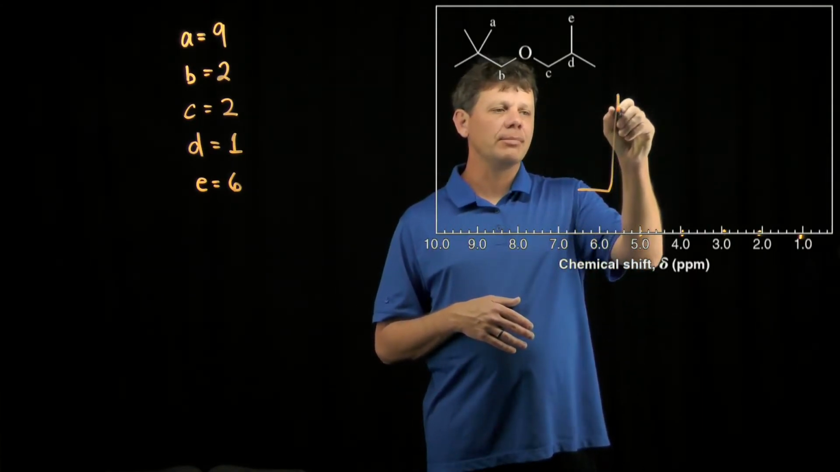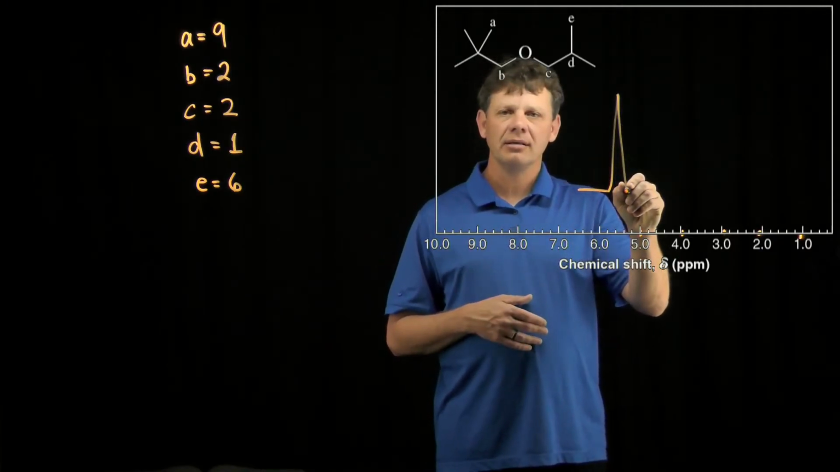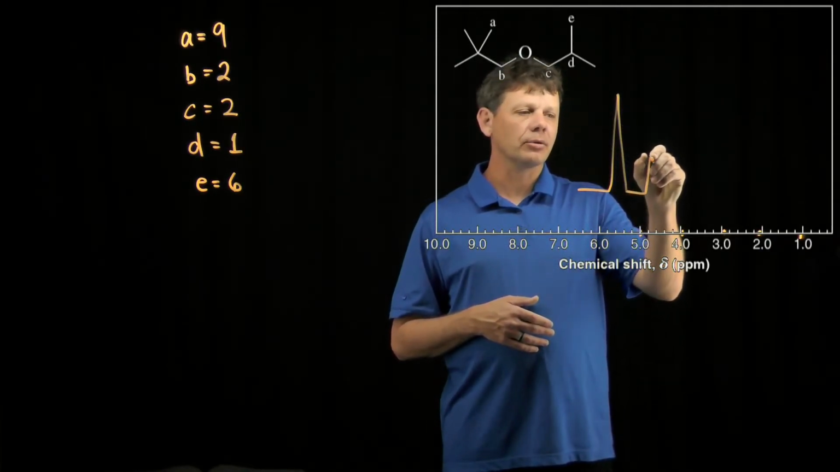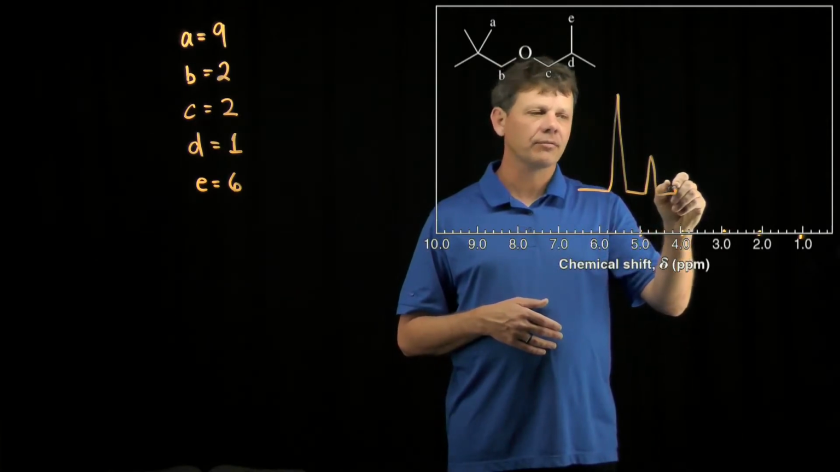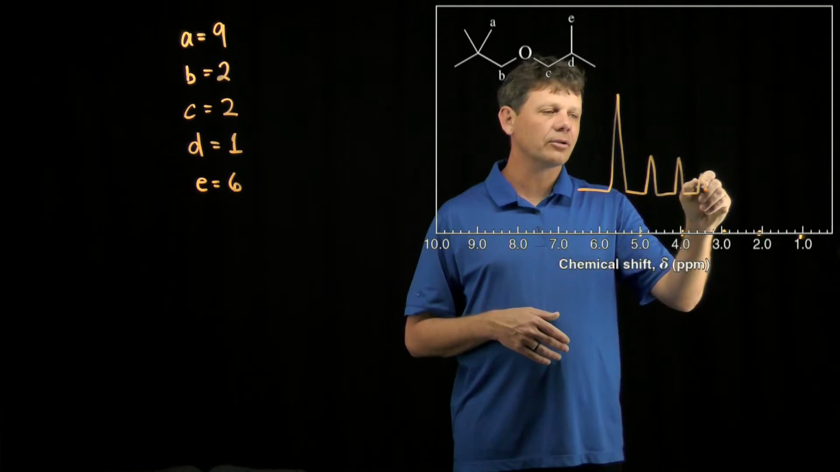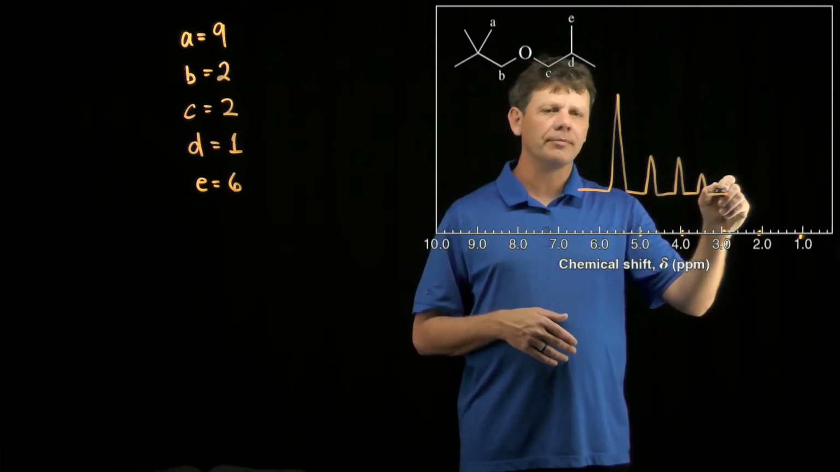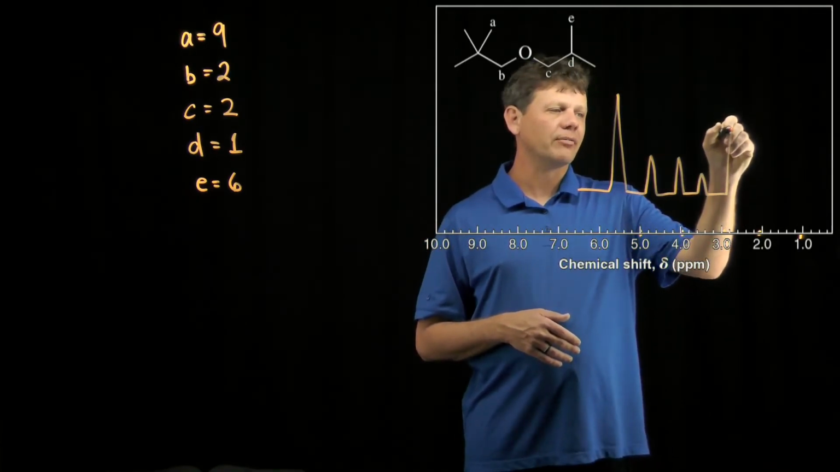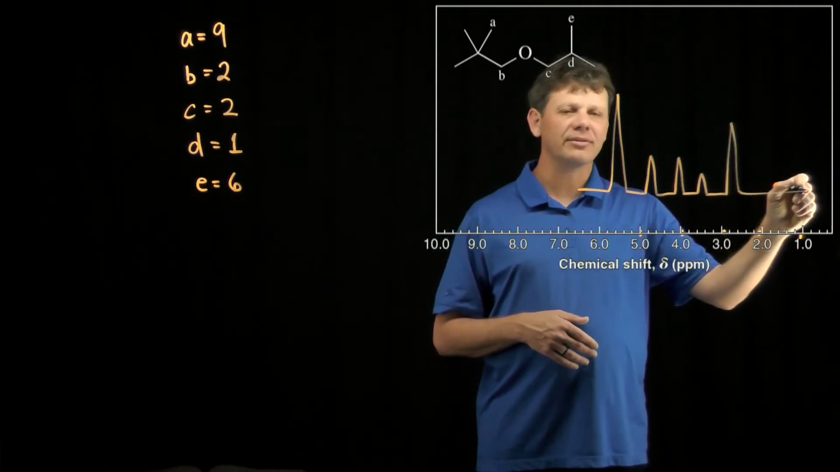We'll draw the one for A being really tall because it integrates to 9. We'll draw the one for B being a little bit smaller because it integrates to 2. For C, still the same size because it integrates to 2. D, a little bit smaller because it integrates to 1. And the one for E, we'll have it go up about halfway because it integrates to 6.